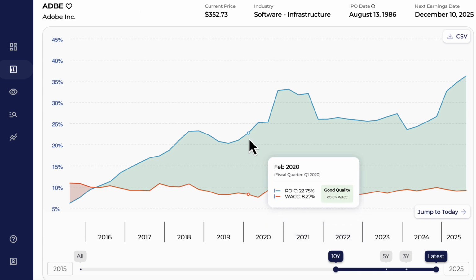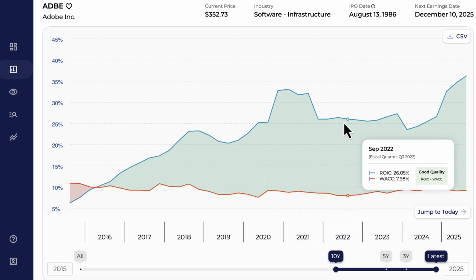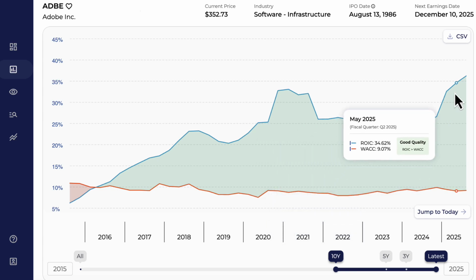The WACC, the weighted average cost of capital, sets the bar. It's the hurdle that the ROIC needs to clear for the business to create long-term value. And so we see here for Adobe that the ROIC has been high, it has been steady, and it has even been increasing. And so that's what we like to see for a high quality business.